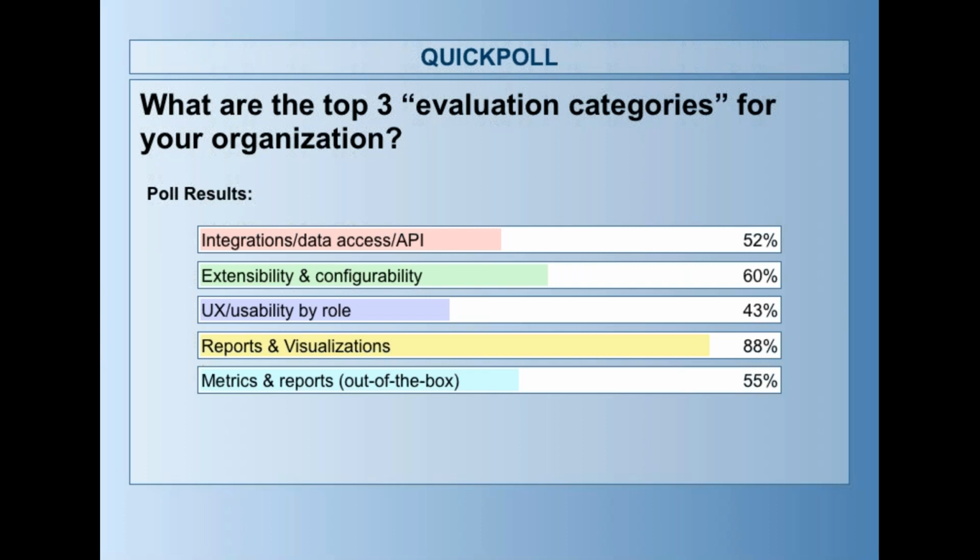Interesting. So that's important to me. What's far more important to people is getting the visualizations and the reports they need out of this. Even far more heavily weighted than metrics and reports. So this is great. This is something you'll do with your steering committee.